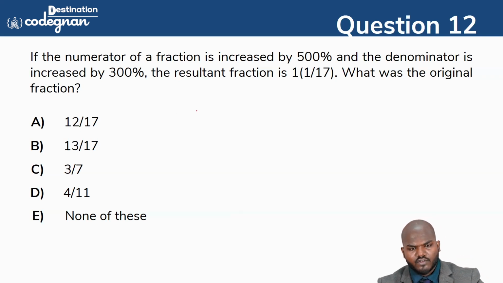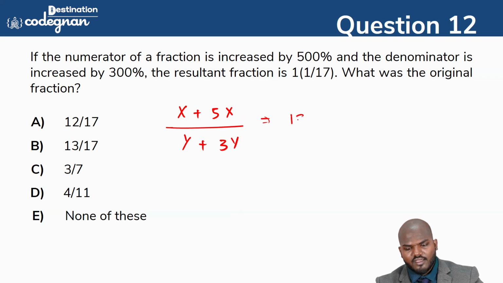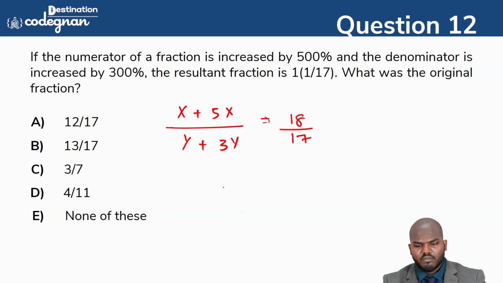So the numerator of the fraction, you can write it as x plus 5x, and the denominator y plus 3y. That's what they have given. If you write the same, it will give you the same thing, but don't worry, you can write it like this. 1 and 1/17 means you can directly write it as 18 over 17. You can write it up.